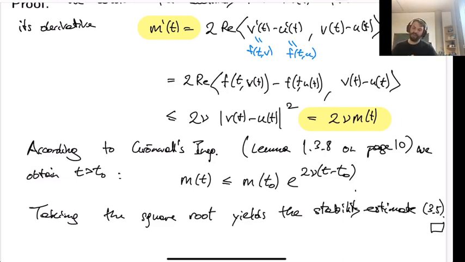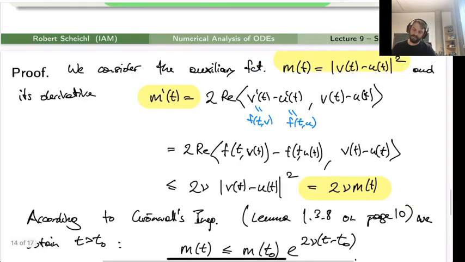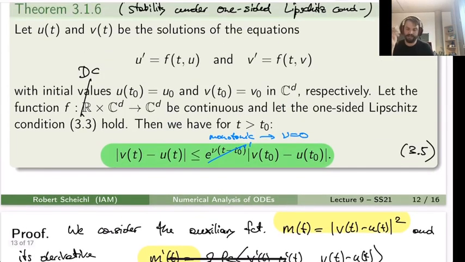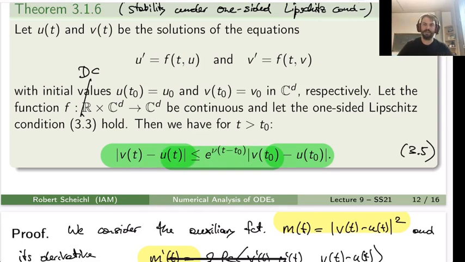Finished. Okay, so we now know that the modulus of v of t minus u of t is less than or equal to e to the nu (t minus t naught) times the modulus of v at time t naught minus u at time t naught.